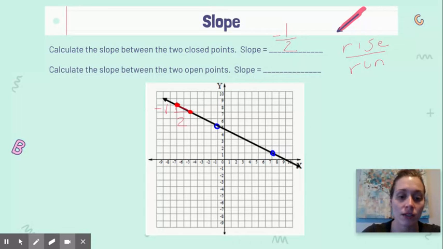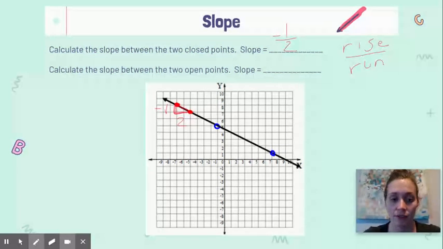Notice when we did rise over run, we created a right triangle here. That's what it's going to look like every time. So every time you do slope, you're going to make that right triangle where you draw your rise over run, and then we just count, make it a fraction.